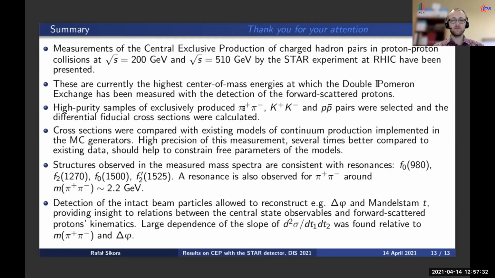We have selected samples of pi-pi, KK, and p-pbar. We calculated cross sections. We observed some structures in the spectra that we attribute to known resonances and some resonance at 2.2 GeV. And we performed comparisons with the models. Hopefully, those results will help to better constrain the parameters of the models. Thank you for your attention.